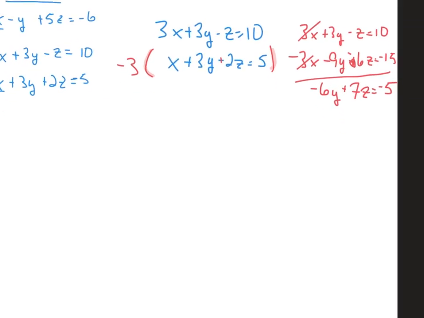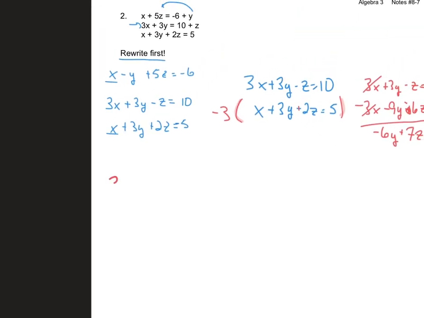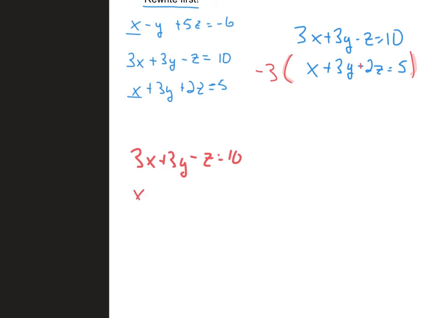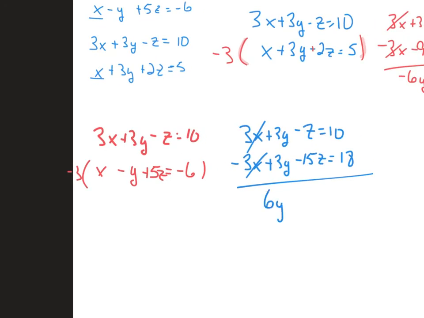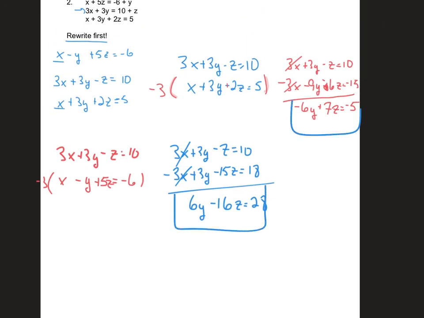All right, so we got one of our equations down to 2 variables. Now let's do another one. The next one I'm going to use is 3x plus 3y minus z equals 10, and the top one, x minus y plus 5z equals negative 6. Need to be very careful when I'm writing these down. Again, I want to eliminate the x's, so I'm going to multiply by negative 3 and rewrite my equations. 3x plus 3y minus z equals 10. And then negative 3x plus 3y minus 15z equals positive 18. The x's cancel, and I get 6y minus 16z equals 28. So now I've got 2 equations with just y and z, and now I can solve.